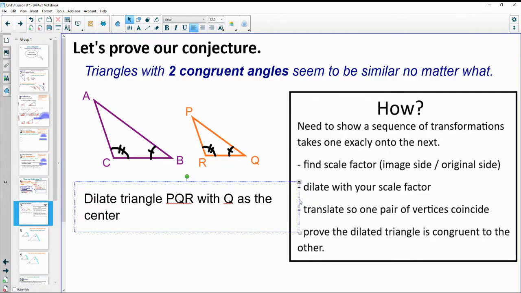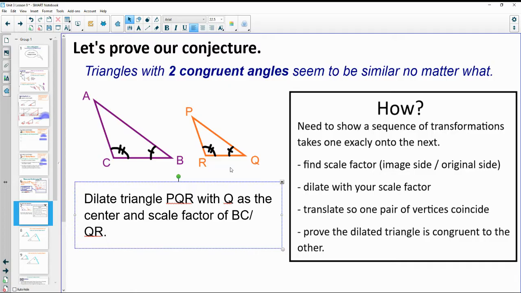And then we have to figure out the scale factor. So remember, scale factor, you divide image or dilation by original. Okay, so Q as the center and scale factor of, so pick which sides. I'm going to pick these ones in between my two angles. So I'm going to say a scale factor of BC divided by QR. Okay, so whatever the length of BC is divided by whatever the length of QR is. Okay, so then I've dilated the triangles to be the same size. Well, I've dilated to get QR the same size as BC.